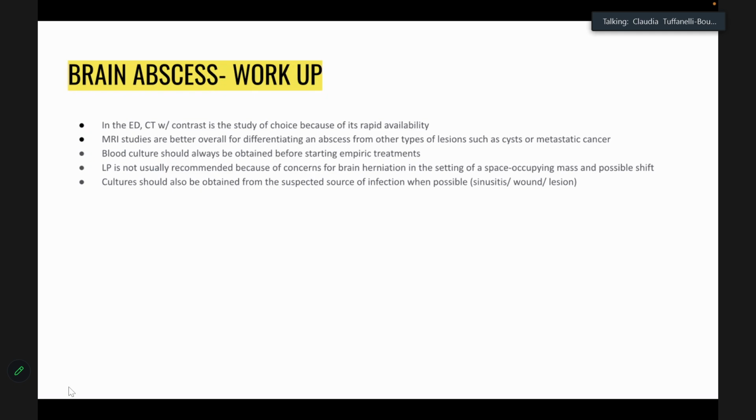If you are worried, you can get neurosurgery involved early, and they can try to get cultures. You can also get cultures if they've had a clear recent source. So they have a big wound on their head that's open to the skin. You can try to get a culture, or a sinus culture. You can try to culture other areas, but that's a little more challenging and may not give you the exact answer if you're doing something superficial.